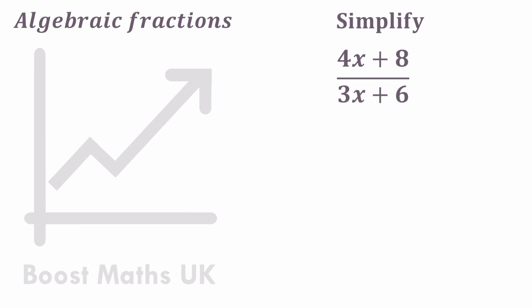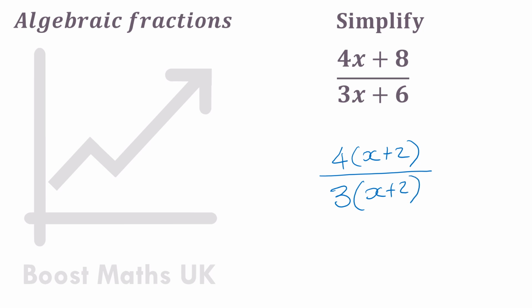Simplifying algebraic fractions. The key to these questions is to look for common factors. So 4x plus 8 divided by 3x plus 6. We need to find what is common in the top line. So 4 is common in both terms, and therefore we can factorise it out. We're left with x plus 2. And on the bottom line, 3 is common, so we factorise out the 3, we're left with x plus 2.